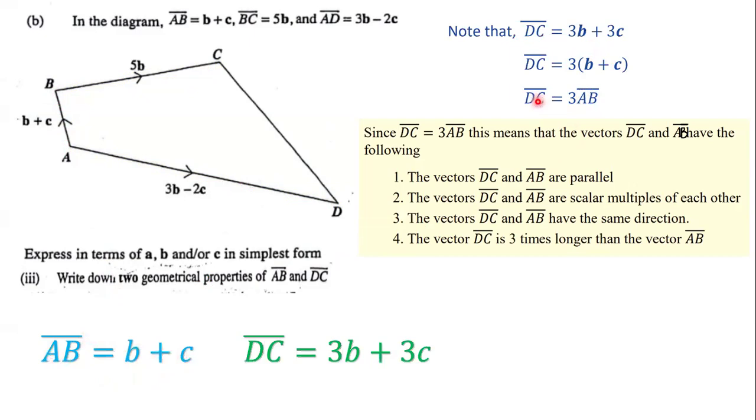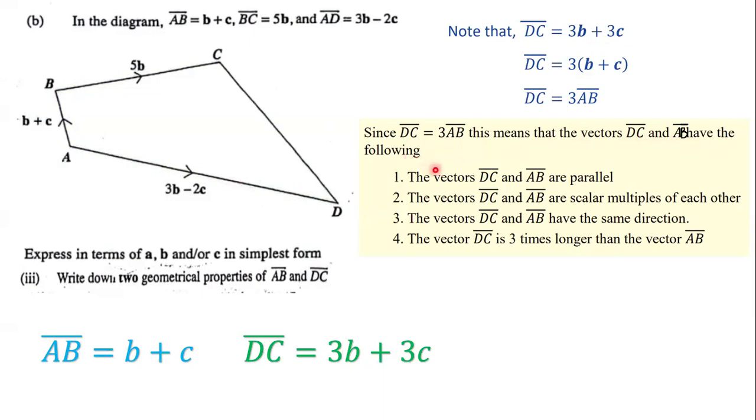And so what that means is that these 2 vectors are scalar multiples of each other. The vectors DC and AB are scalar multiples of each other. That means that if we have this scalar 3 and we multiply it by 1 vector, we get the other vector. That's what it means for 2 vectors to be scalar multiples of each other. And so since DC is equal to 3AB, the vectors DC and AB have the following properties.